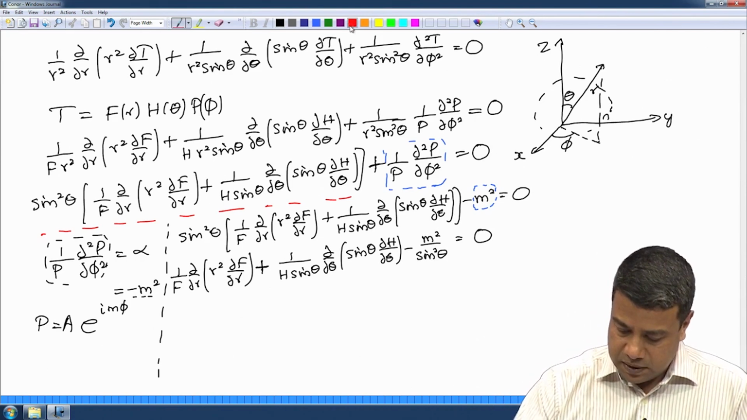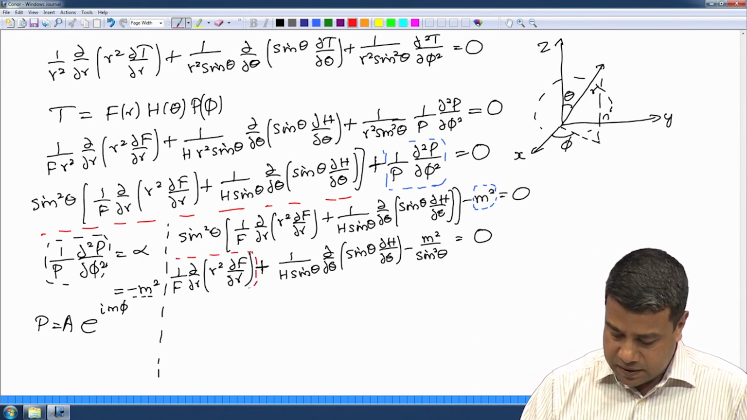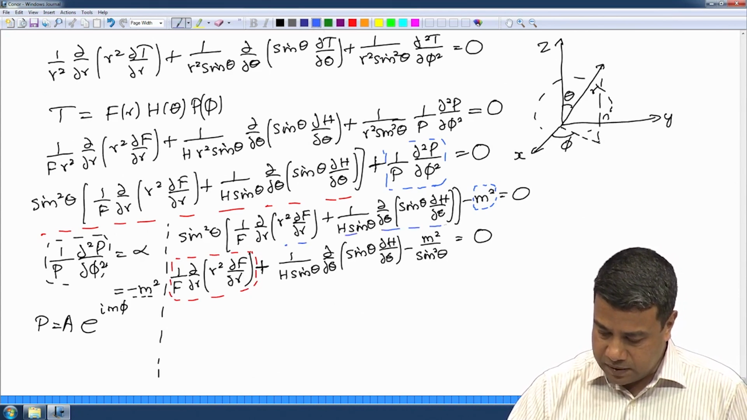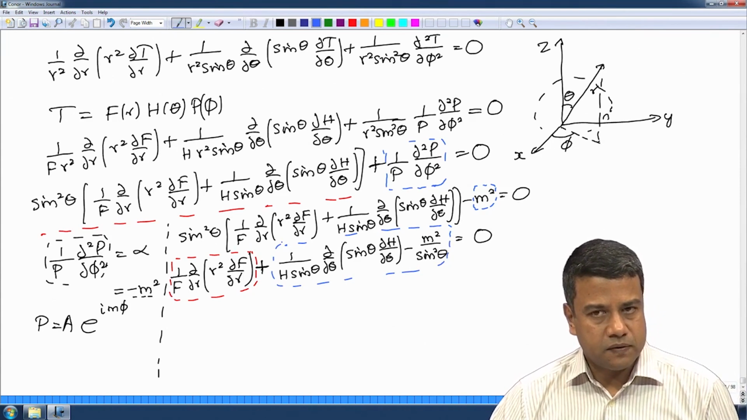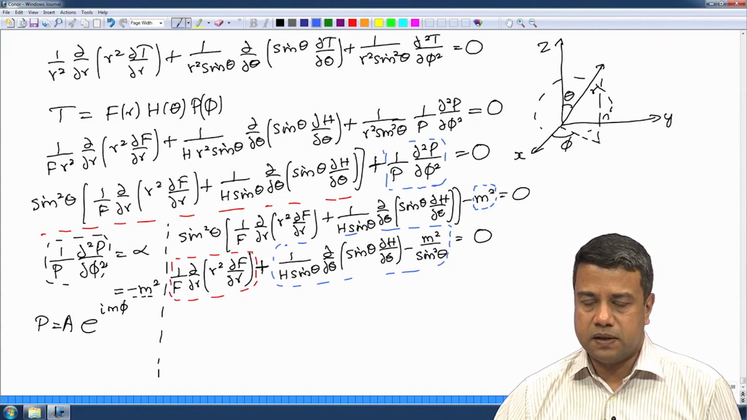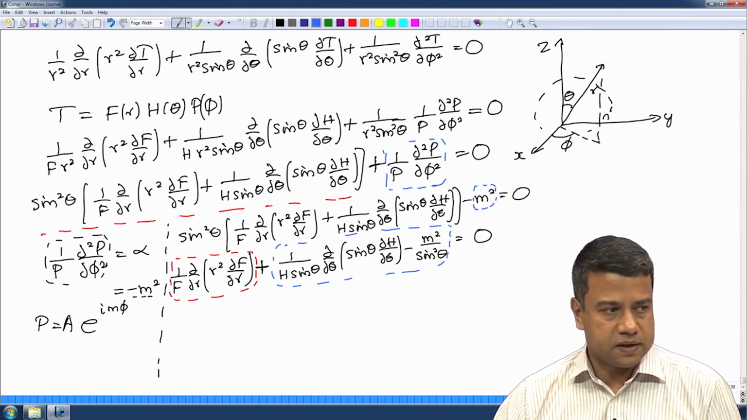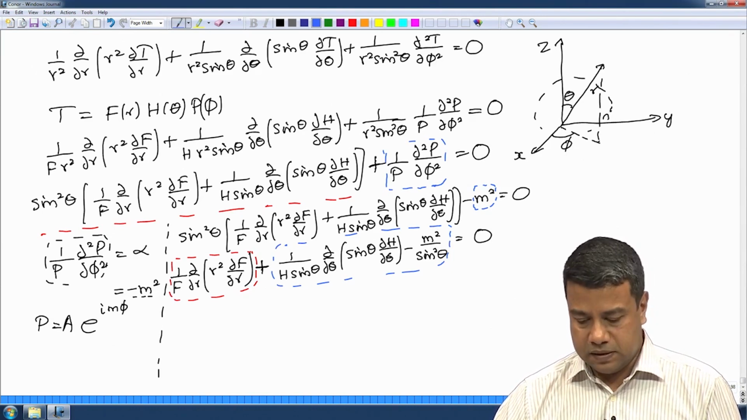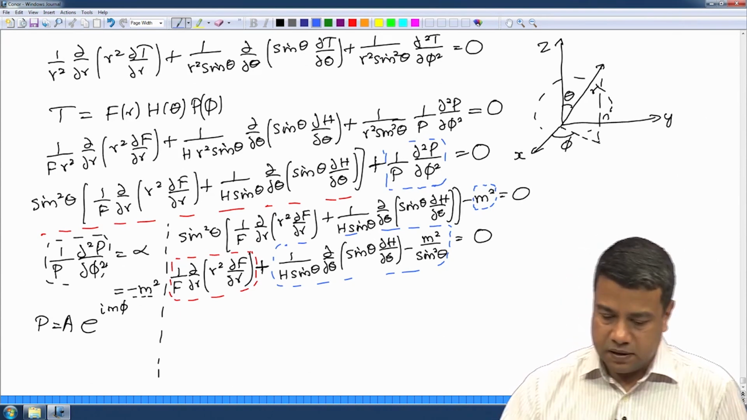So, now in this equation, this first term is only a function of r and these two terms are only a function of theta. Therefore, each of these individually has to be equal to a constant. What constant should it be? Let us first look at the theta equation.